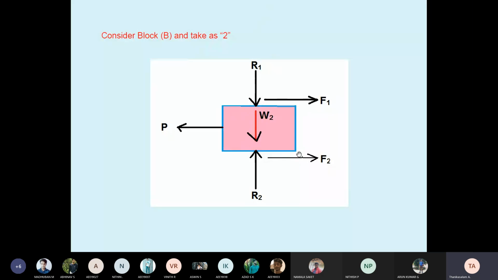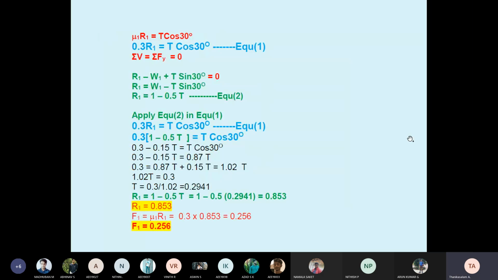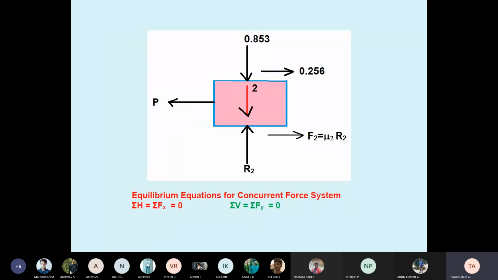So I am considering block B. Block B is pulled to the left side. Therefore friction is on the right side. Why did I introduce two frictions? Because it is in contact on two sides, bottom and upper: F1, F2. Block B touches the bottom and the upper. When in contact at the bottom, the reaction R2 is upward. Similarly, when in contact on the upper side with another block, the reaction is downward, R1. The weight acts vertically downward. Already we calculated R1 and F1. See here, I introduced R1, already written. The weight of the block is 2 kilonewton. F2 equal to mu into R2.